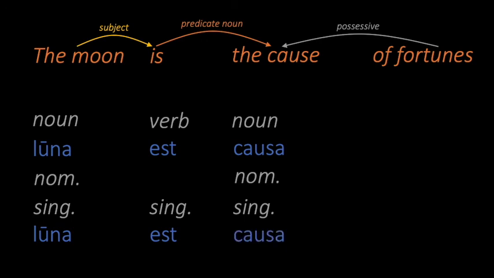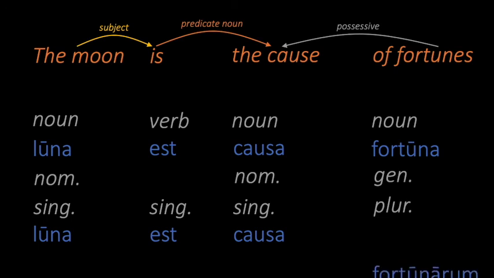Finally, we have the phrase of fortunes, which equates to a noun form in Latin. The word for fortune is fortuna. The role in the sentence is possessive, so we are looking for the genitive case and the plural number. The appropriate ending would be arum, and the resulting inflection would be fortunarum. Now let's put the words together. Luna est causa fortunarum. Or, if you want a more Latin word order, move the verb to the end and say luna causa fortunarum est.